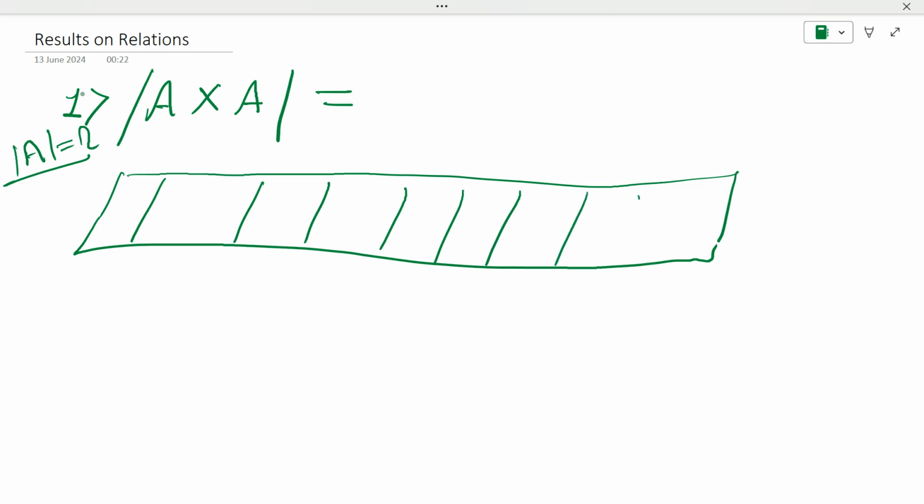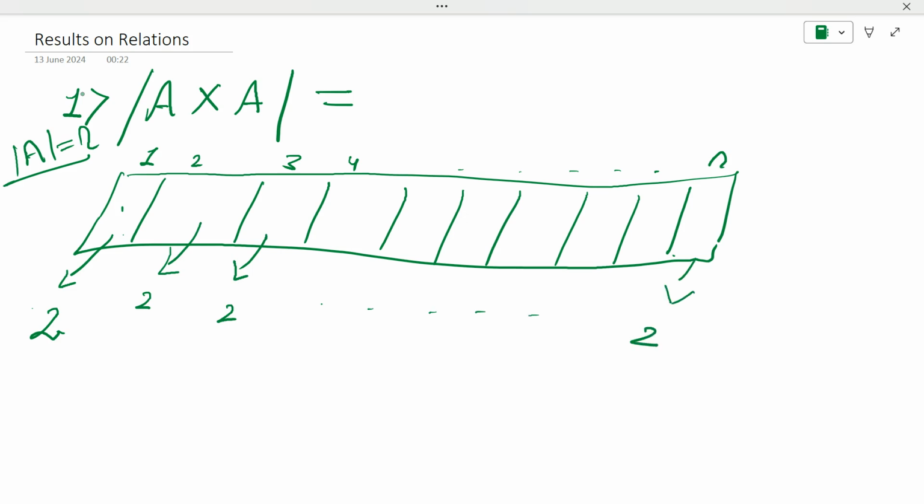For making a relation, for each element, let's say 1, 2, 3, 4, and so on up to n, we can see that it can either be present or it cannot be present. So this element can be present in the relation or cannot be present. So there are two possibilities, right? Similarly, for this also there are two possibilities, and so on up to this. But this is only for one element.